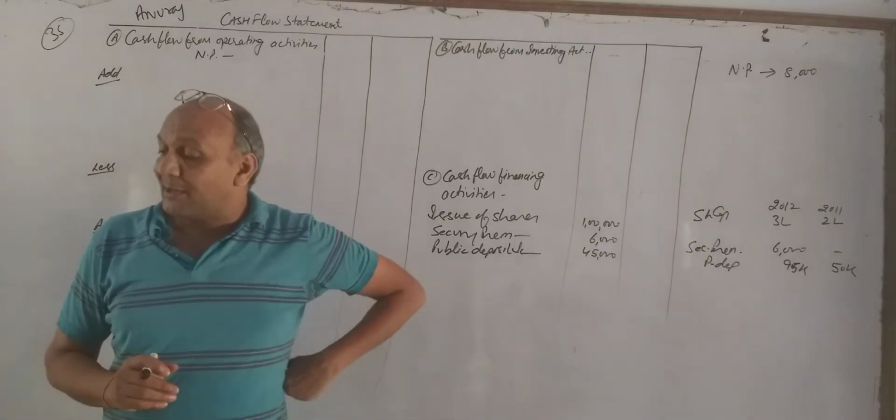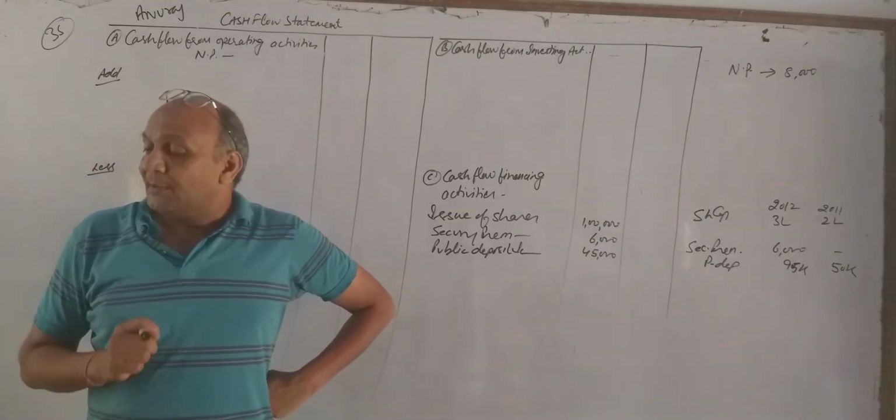The next is current liability. In current liability, the first item is trade payable.